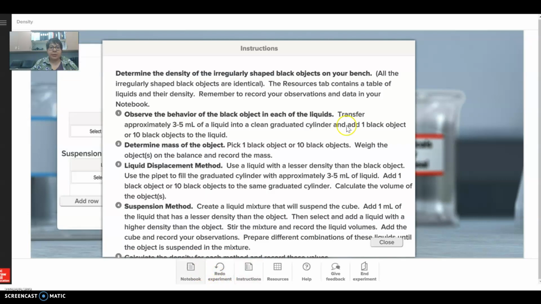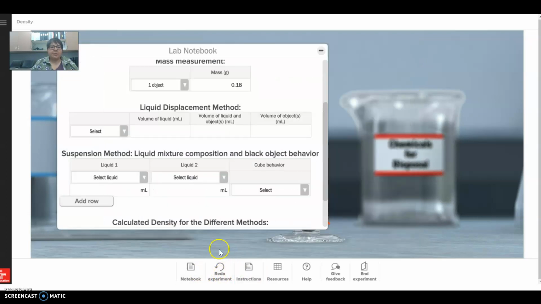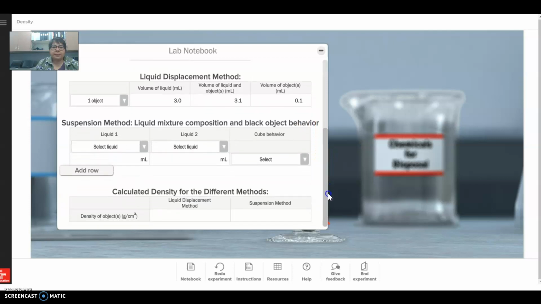In my notebook area, I don't need the instructions. Under liquid displacement, the volume of the liquid by itself was 3. The volume of the liquid plus the object was 3.1, and I need to say what liquid it is. I'm doing one object, and so the volume of the object is 0.1 mL. They're going to have you repeat this for each of your liquids.